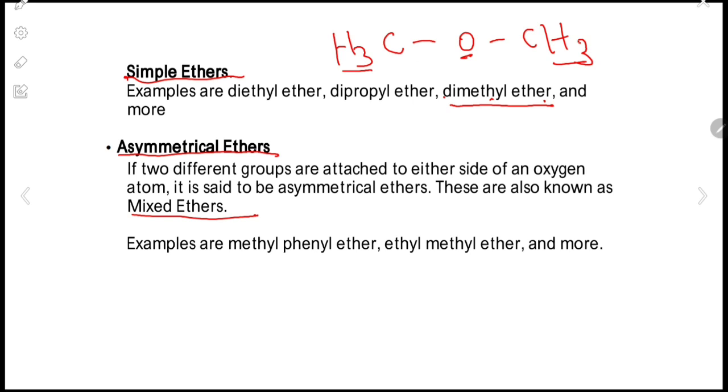What its IUPAC name will be, we will see in the next one. Similarly, you may have diethyl ether, which is C2H5, O, and then again C2H5. So this is very symmetrical, or you can say a simple ether.